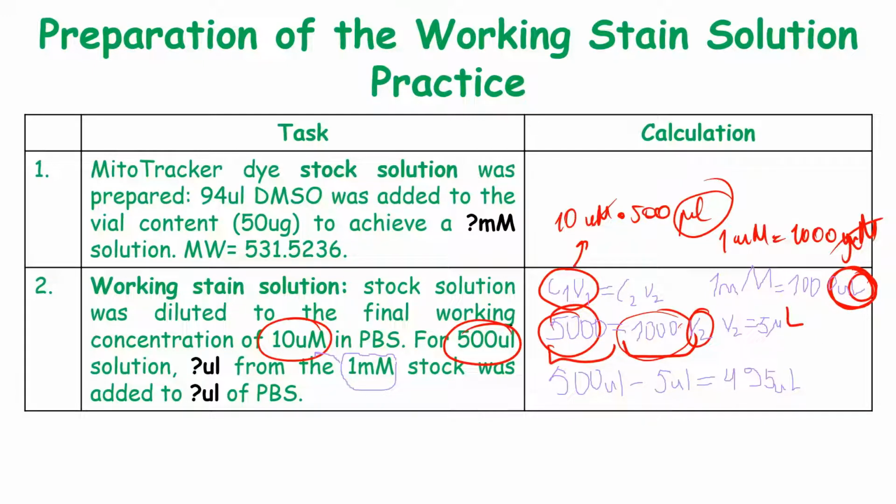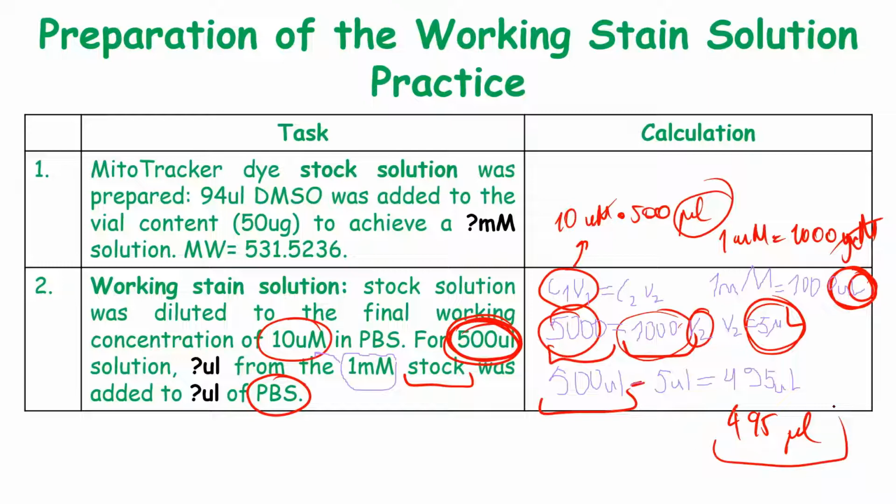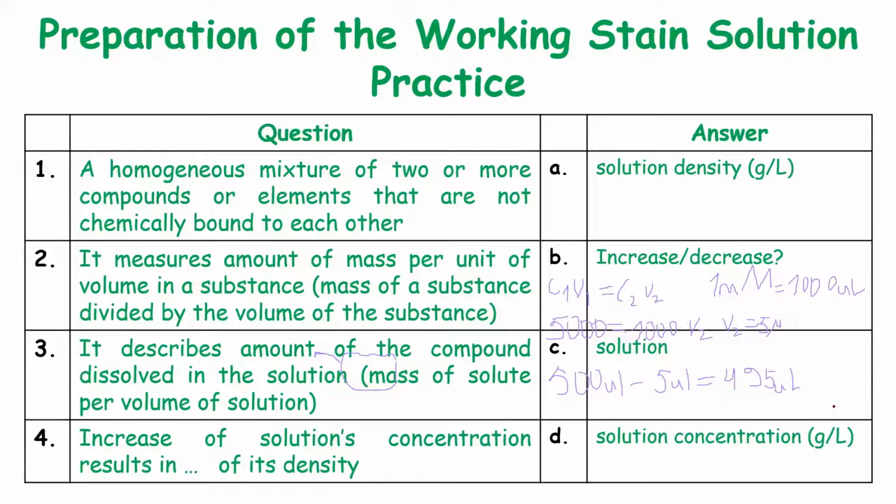Finally, because we know the final volume, it means that some part of it is from stock solution, another part is from PBS. So you have this 500 microliter minus your found value, and you're left with 495 microliters. Absolutely right. Okay, so we have done these two parts. Now we are getting to this slide. Who wants to do this?